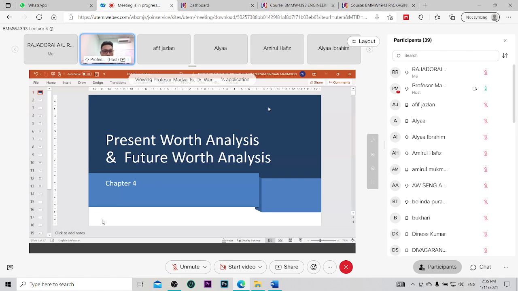Entitled present worth analysis and future worth analysis. So there are two categories of analysis here. First, present. Second one is future. Remember, if we talk about present, we refer to P. If we talk about future, we refer to F, in the table.